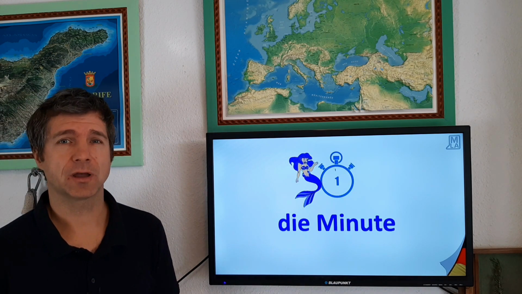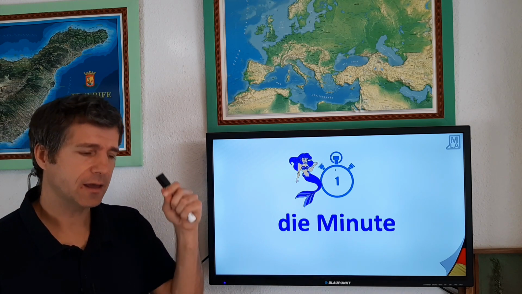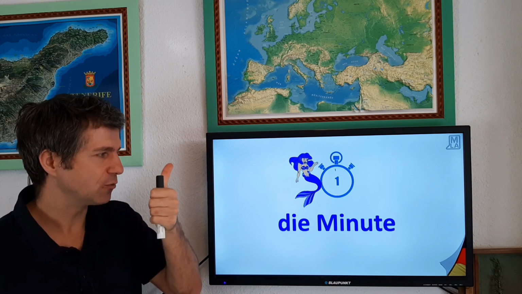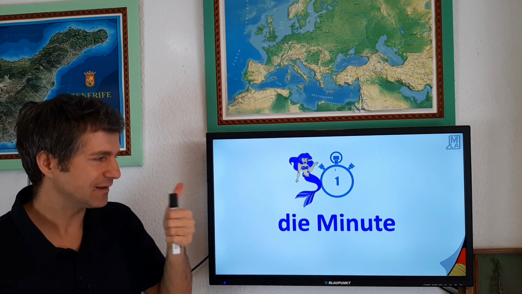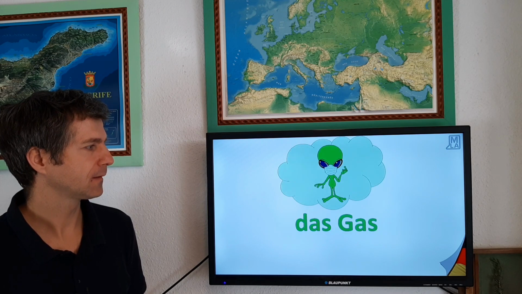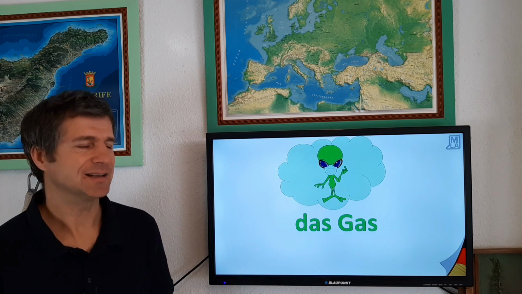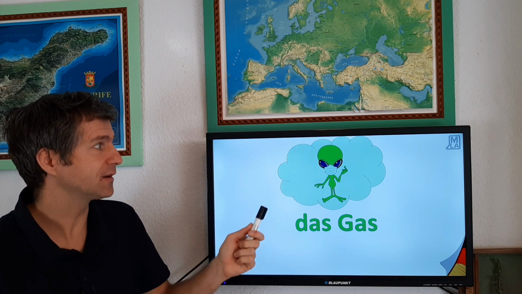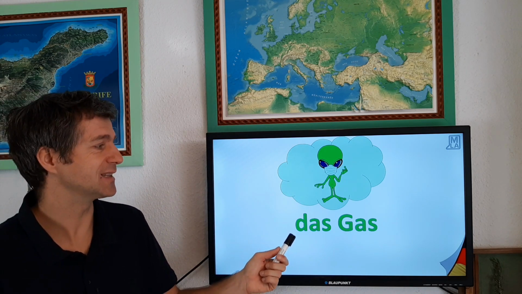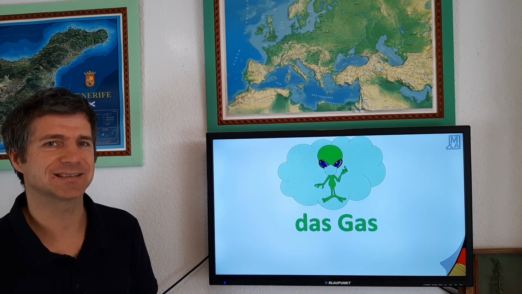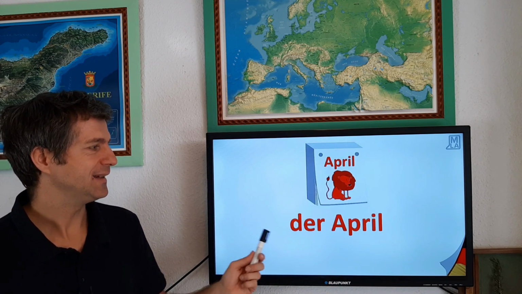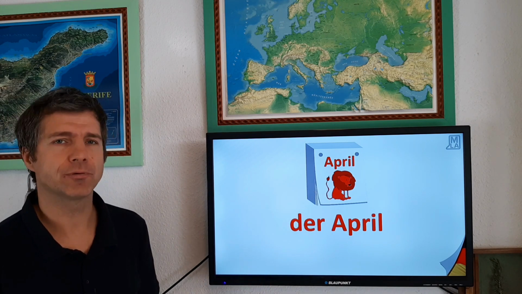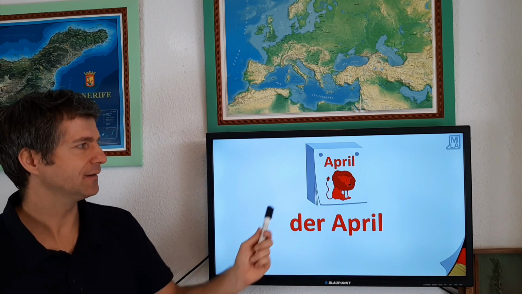Die Minute. Okay, let's think. Ariel can dive and could stay 1 minute under the water. She stops your time. So 1 minute, die Minute. Ariel, die Minute. Das Gas. The alien, let's say, is in a cloud of gas and he has to protect himself so that he doesn't die. So das Gas. Alien, das Gas. Der April. Let's say the lion has his birthday in April. So der April. The lion, der April.